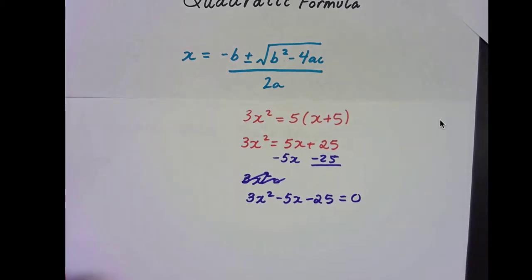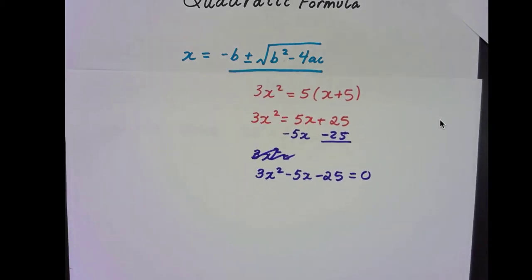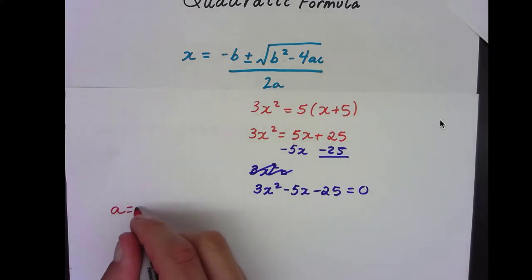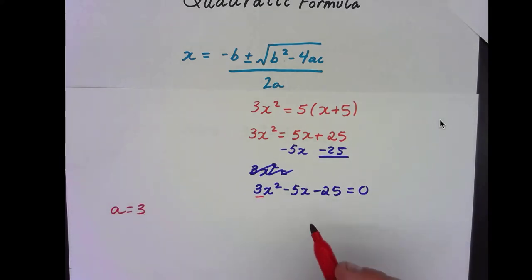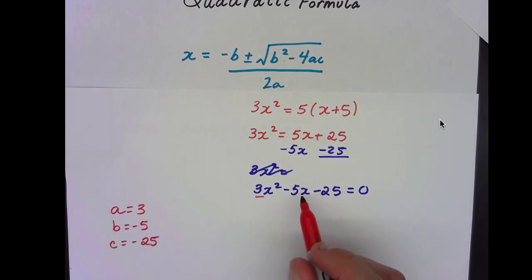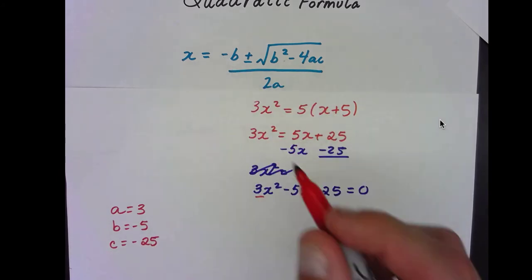So the next thing you want to do is identify your terms. Well, we know that a is 3. That's the number being multiplied to the x squared. Our b value is minus 5, and our c value is minus 25. So let's be careful of the signs. Now I apply my rule. So I want my x.